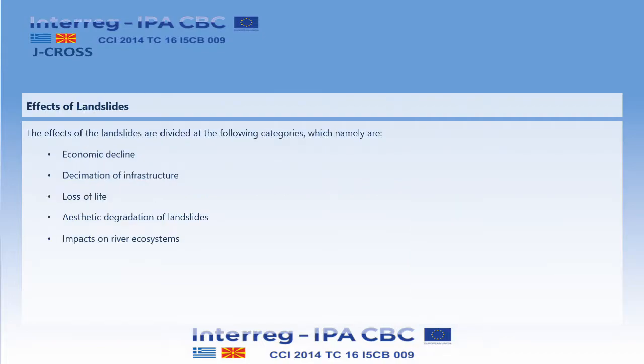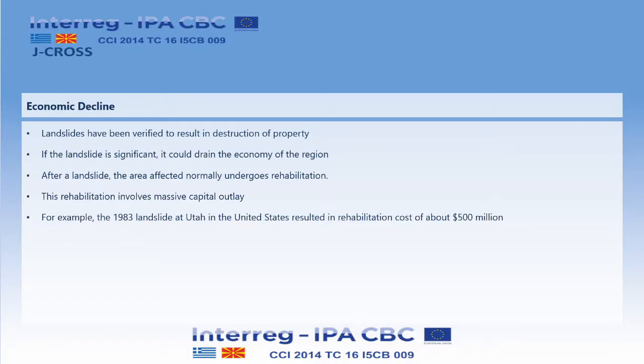The effects of the landslides are divided into the following categories, namely: economic decline, decimation of infrastructure, loss of life, aesthetic degradation of landslides, and impacts on river ecosystems. Landslides have been verified to result in destruction of property. If the landslide is significant, it could drain the economy of the region.